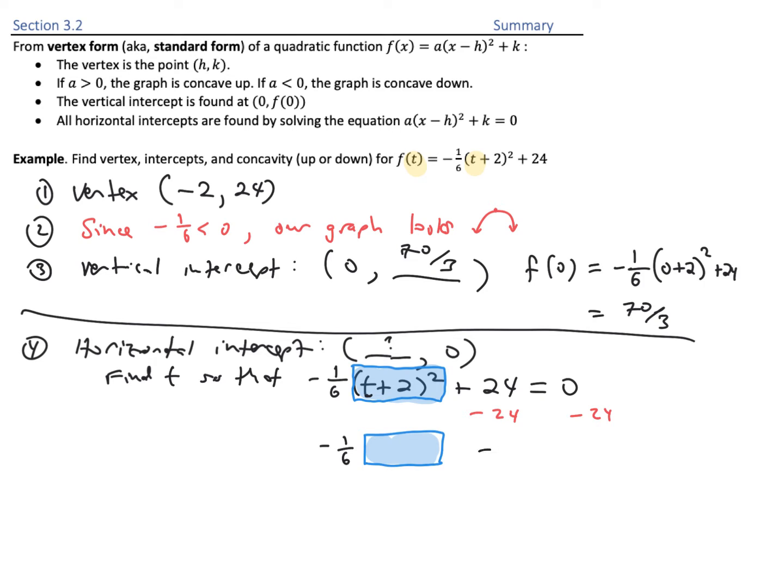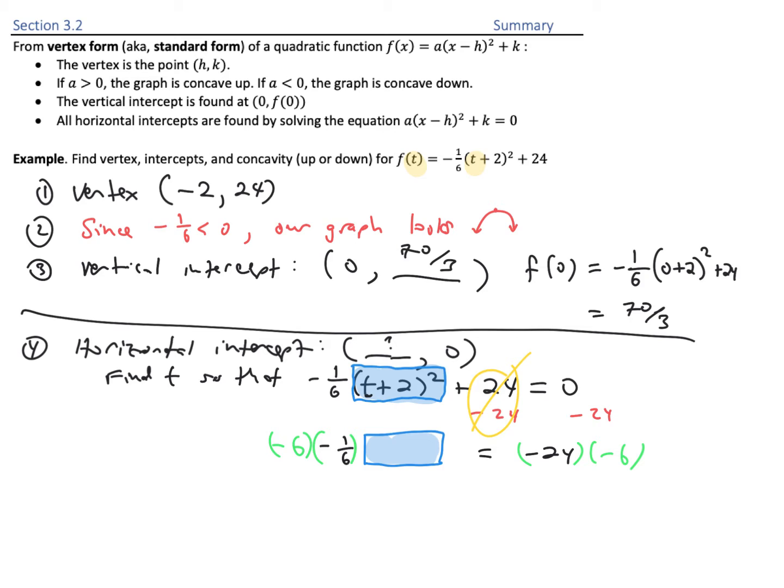Equals negative 24. So what we're saying here is this stuff goes away, and I have just negative 24 on that side. And then the second step that I would do would be to multiply both sides by negative 6, because I know that, again, as long as I do the same thing to both sides, I'm not affecting the solution set to the equation.